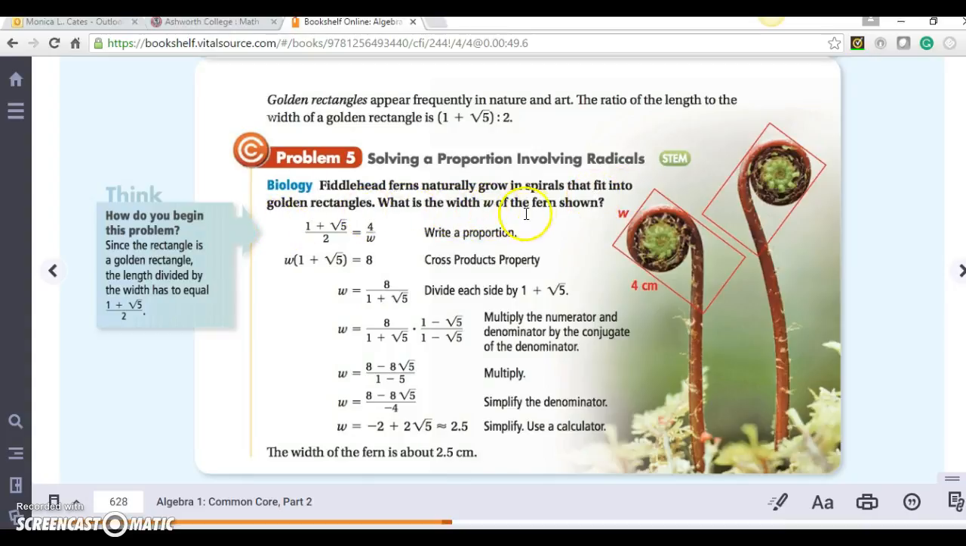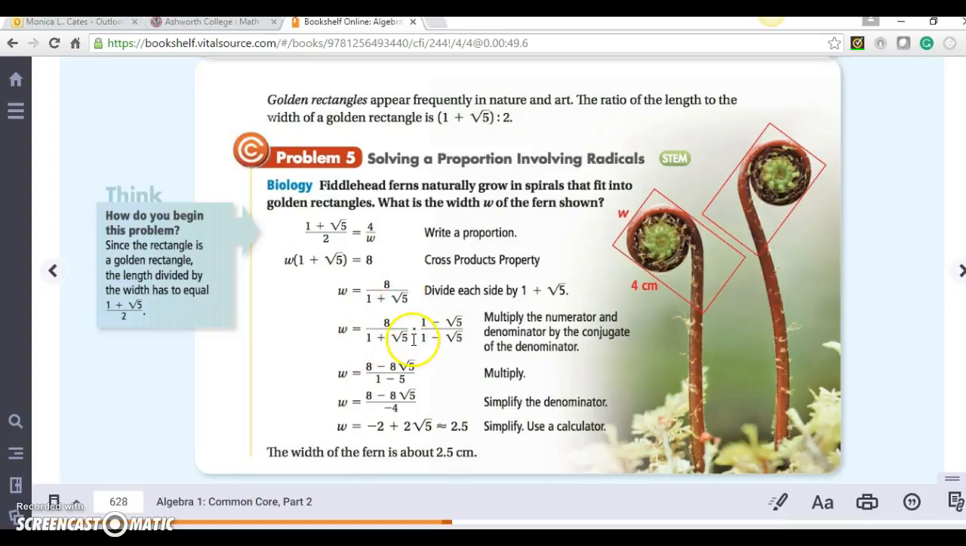What is the width W of the fern shown? So we want to find out this width here. If it's according to the golden rectangle rule, we'll use the ratio of (1 plus the square root of 5) over 2 equals 4 over W, which we're going to find. So we're going to cross multiply. When we do, we get 2 times 4, which is 8, and W times (1 plus the square root of 5). Solve for W, I'm going to divide both sides by 1 plus the square root of 5.